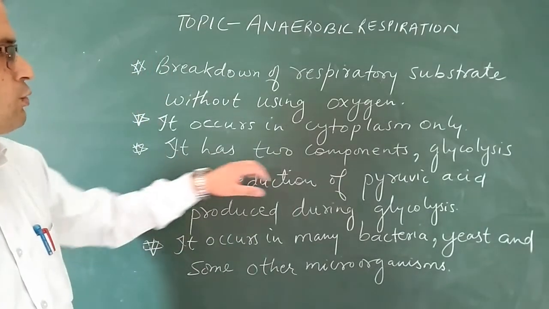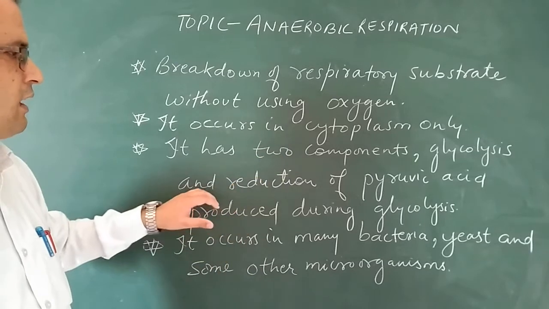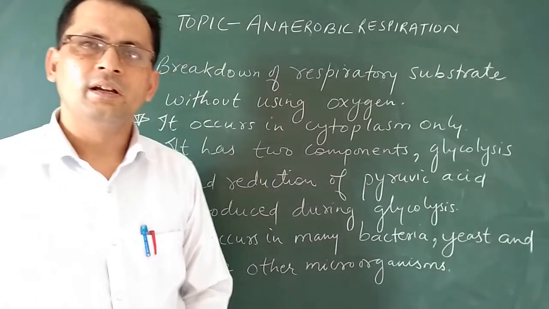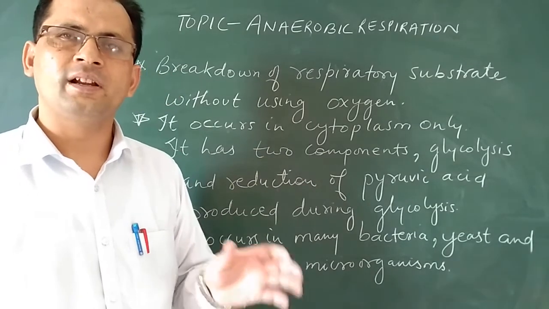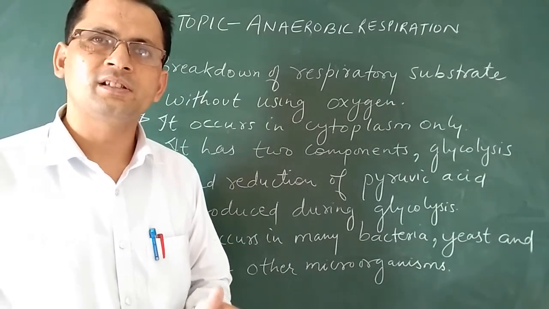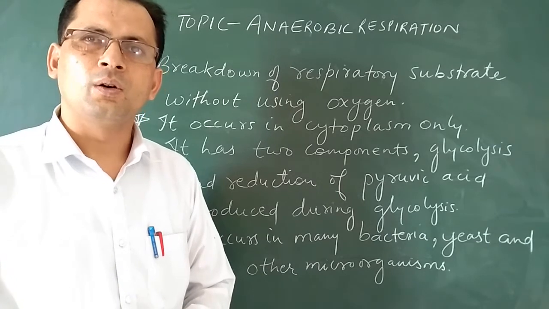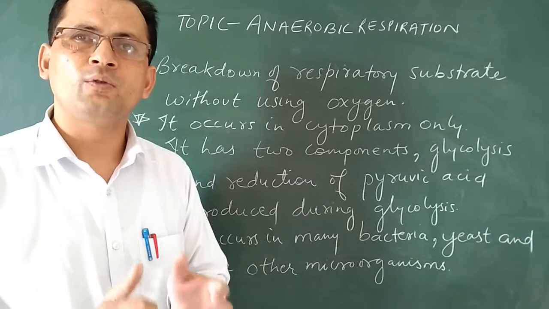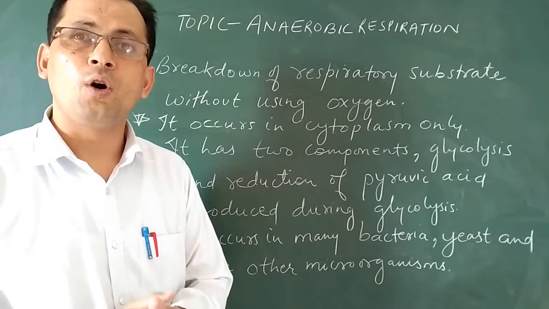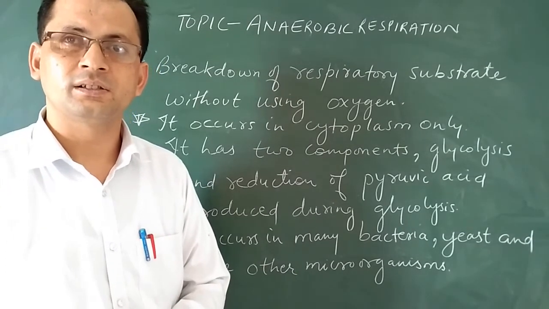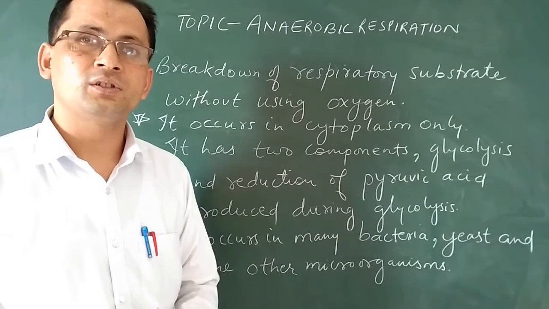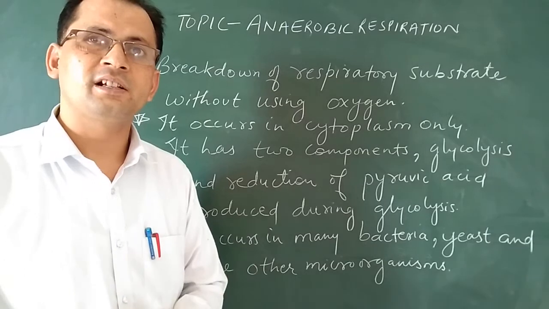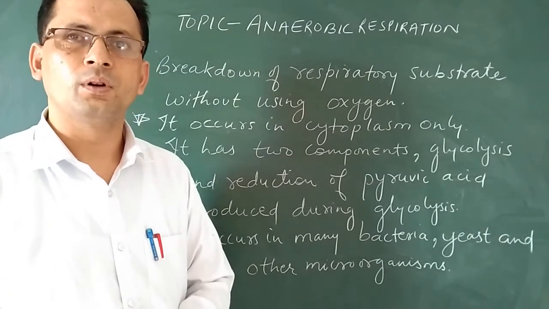Then it has two components, beta: glycolysis and reduction of pyruvic acid produced during glycolysis. Anaerobic respiration has two components. One is glycolysis, and second is the breakdown of pyruvic acid which is formed during the process of glycolysis. So during glycolysis, pyruvic acid is formed, and second, this pyruvic acid is further broken down.